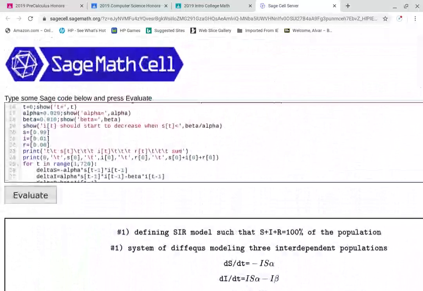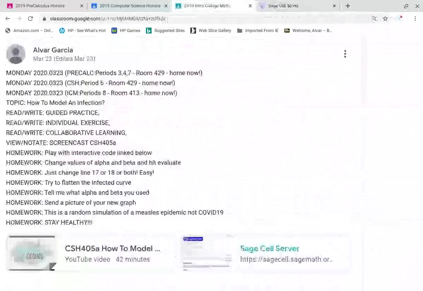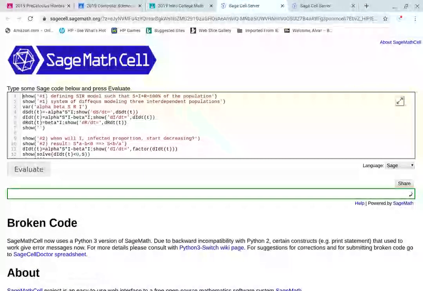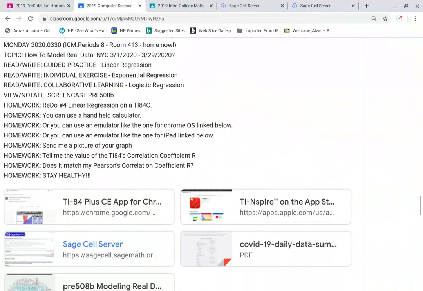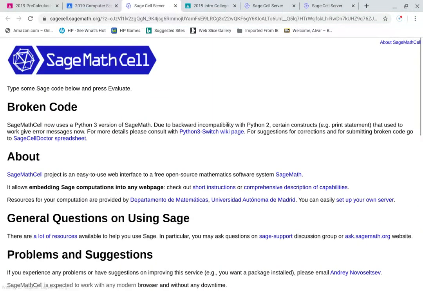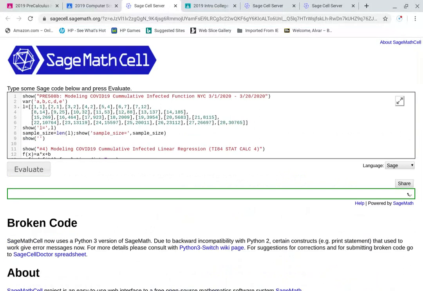All right, so that was the homework from 2 weeks ago, 2 Mondays ago. Here's the homework from last Monday. So here we were actually modeling the infected population of New York City. Here it is. All right, now look at line 3.